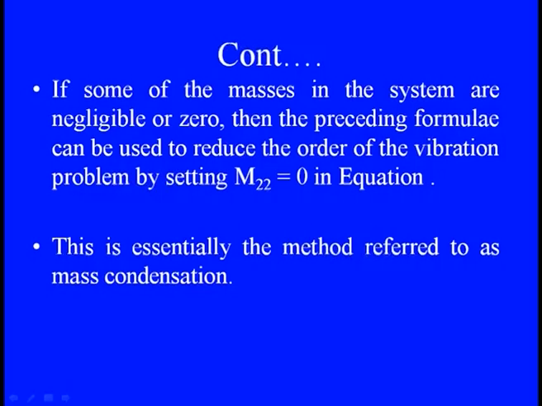So if some of the masses in the system are negligible or even 0, then the formula can again be used, reducing the entire model of the vibration problem by simply putting M22 equal to 0. So this is something in which the mass matrices are being removed. It is called mass condensation. You see here the symmetric feature of the mass is just eliminated in that.